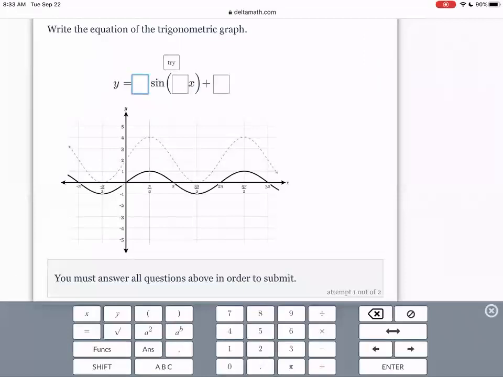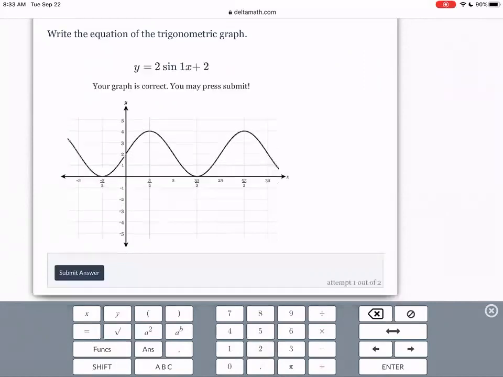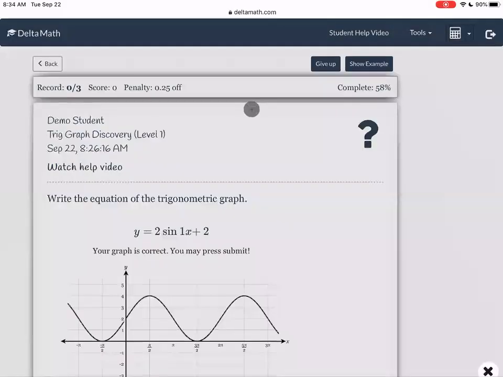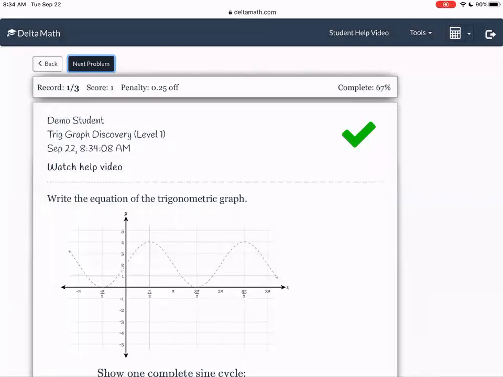So we had a 2, we had a 1, we had a 2, and then we press try, and you can watch. You're like, oh wait, I got it right, yay. And then if you click try and it doesn't land directly on it, then you know that you got it wrong. So since we know we got it right, you can submit it, and that's it.